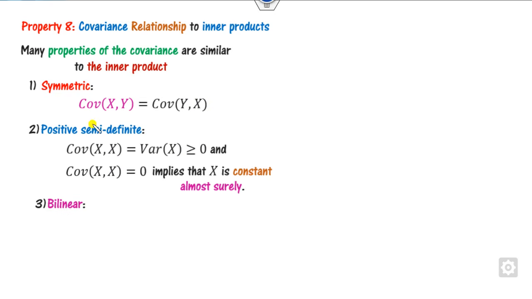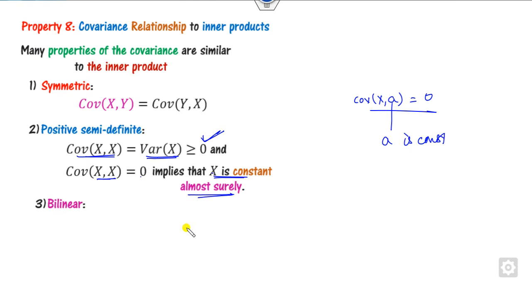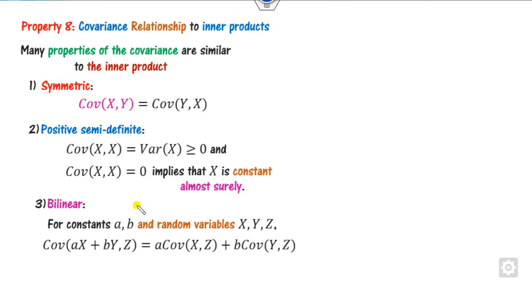Positive definite: we already derived that the covariance of x comma x is nothing but the variance, and variance is always a positive value. And the covariance of x comma x being 0 implies x is a constant. We derived that the covariance of this is 0 provided a is a constant, so it means x is a constant. Also it's bilinear, we already derived this relation. So these three properties prove that the covariance is nothing but an inner product.